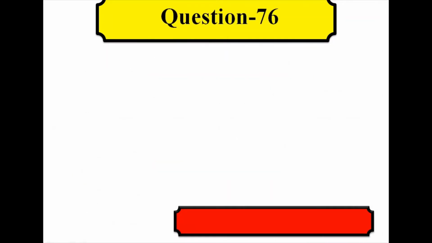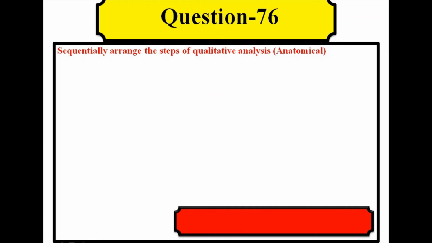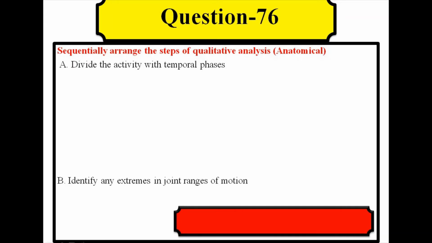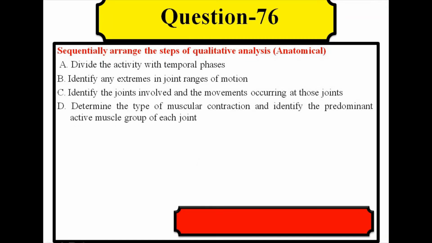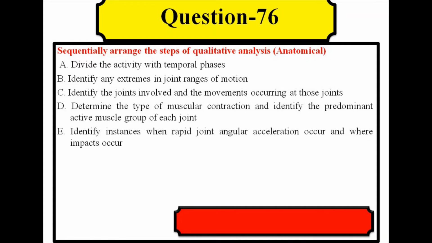Question 76. Sequentially arrange the steps of qualitative analysis, anatomical. A. Divide the activity into temporal phases. B. Identify any extremes in joint ranges of motion. C. Identify the joints involved and the movements occurring at those joints. D. Determine the type of muscular contraction and identify the predominant active muscle group of each joint. E. Identify instances when rapid joint angular acceleration occurs and where impacts occur.